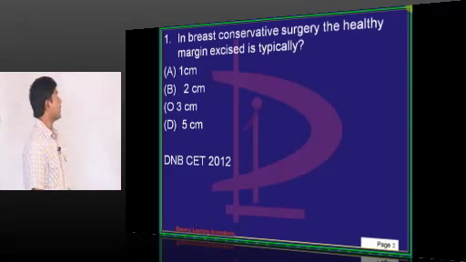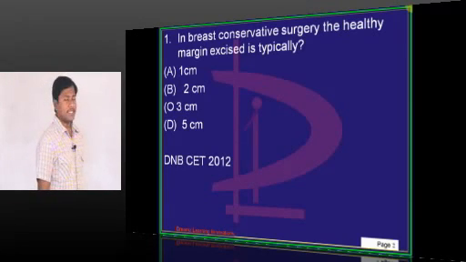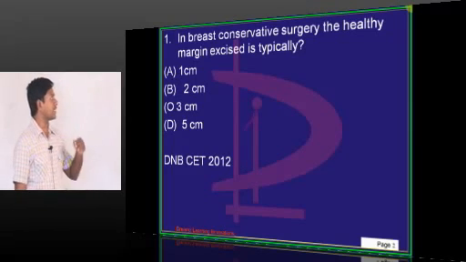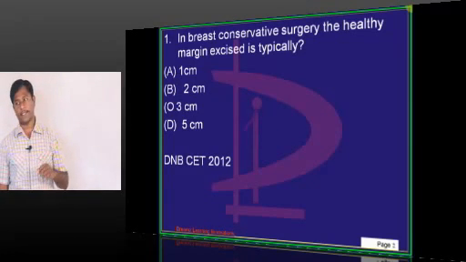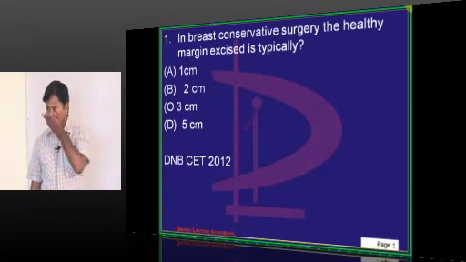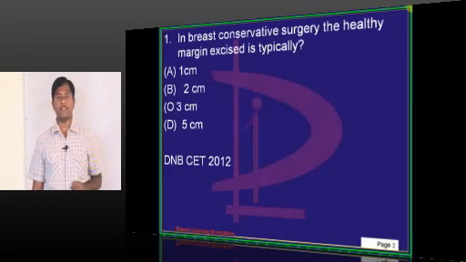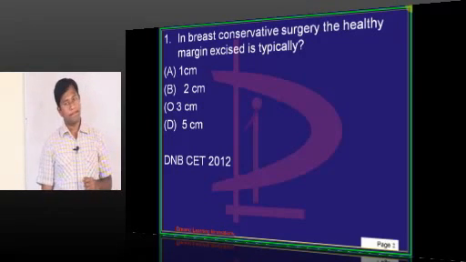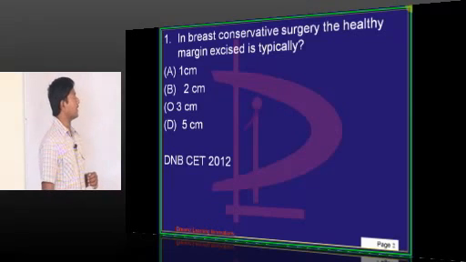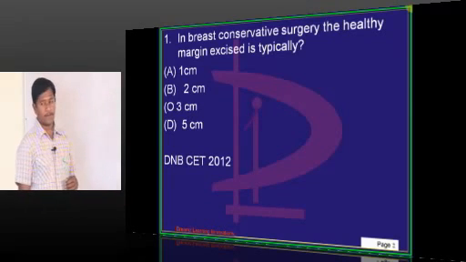Right. So in breast conservative surgery, the healthy margin excised. What is the healthy margin that is excised in a breast conservative surgery? Normally. Yes, audio, please check the audio. Right? 1 centimeter, 2 centimeter, 3 and 5.